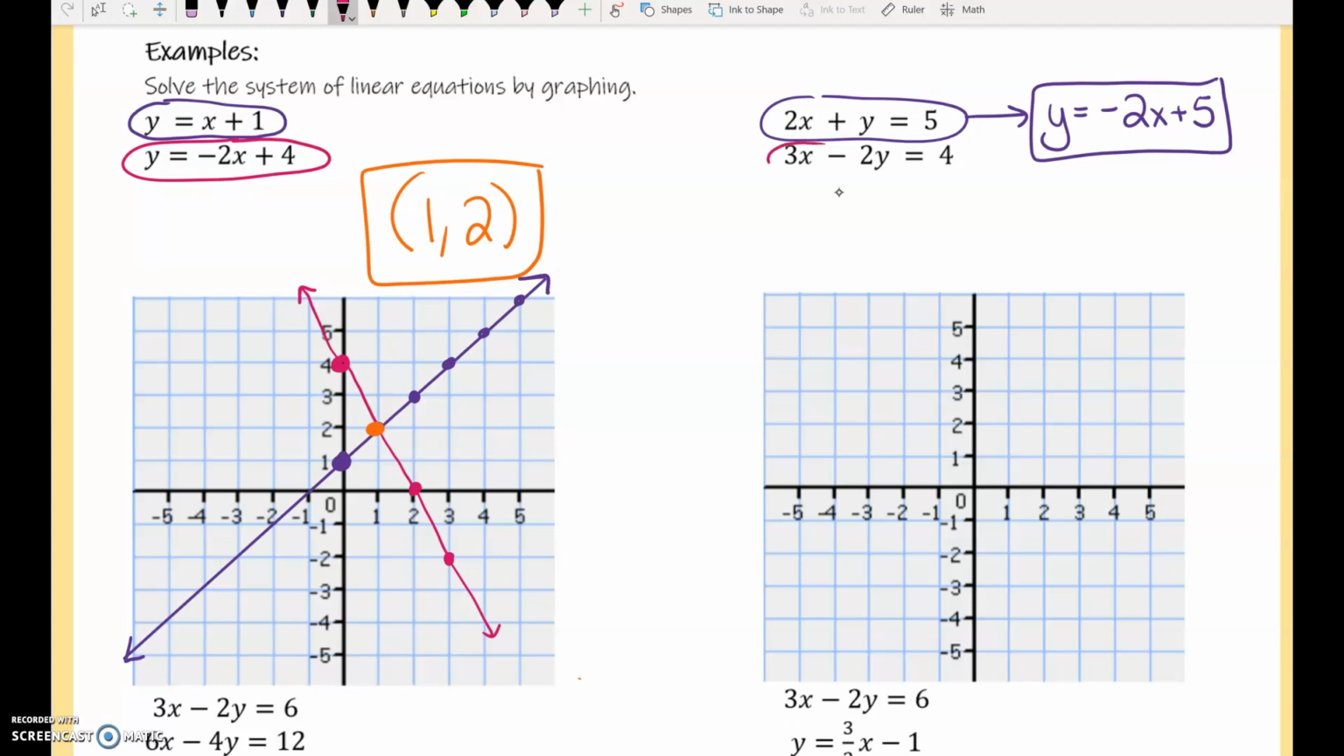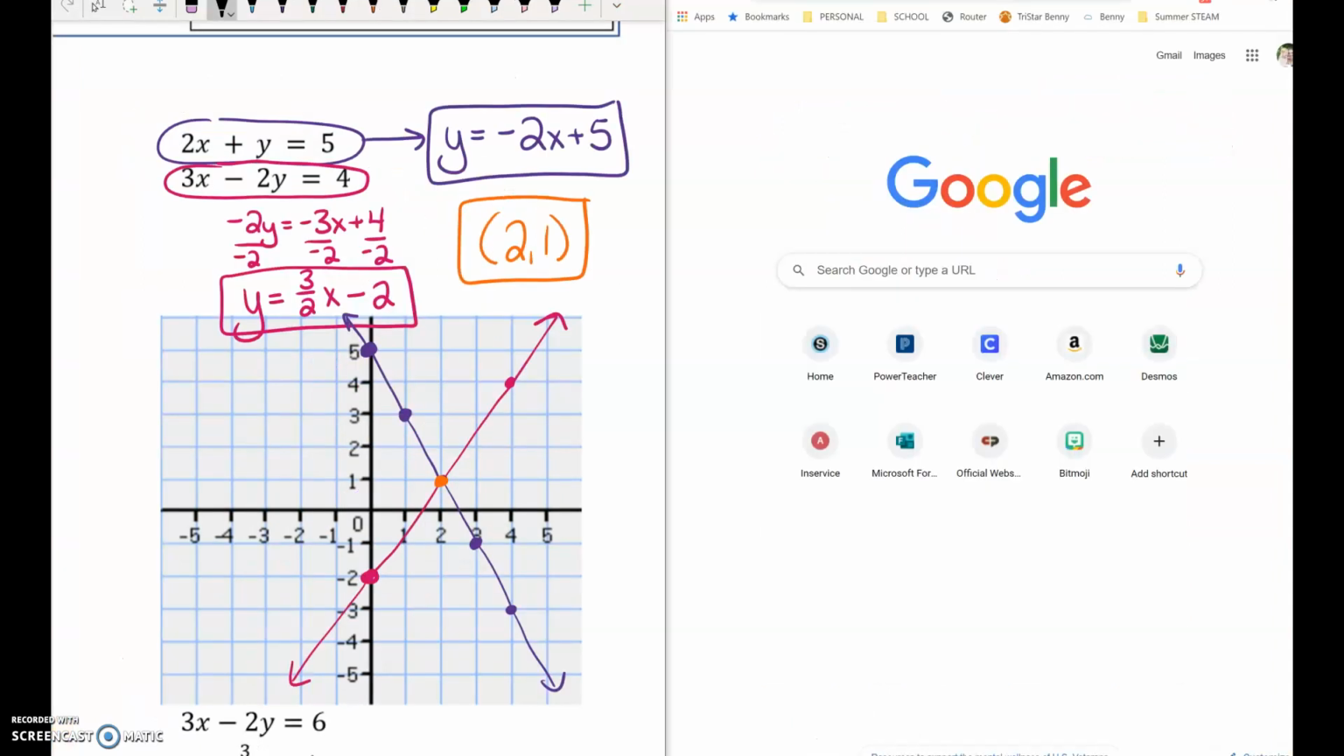And I'm going to get the second equation ready as well. What do we need to do in the second equation to get this ready to graph? Subtract 3x. And then divide everything by -2. That will give us y equals +3/2 x minus 2. So now that I have both of those ready to go, pause the video, try graphing both of those equations on the same graph and see where they meet. Once you get those two equations graphed, you should see that they meet at the point 2, 1.